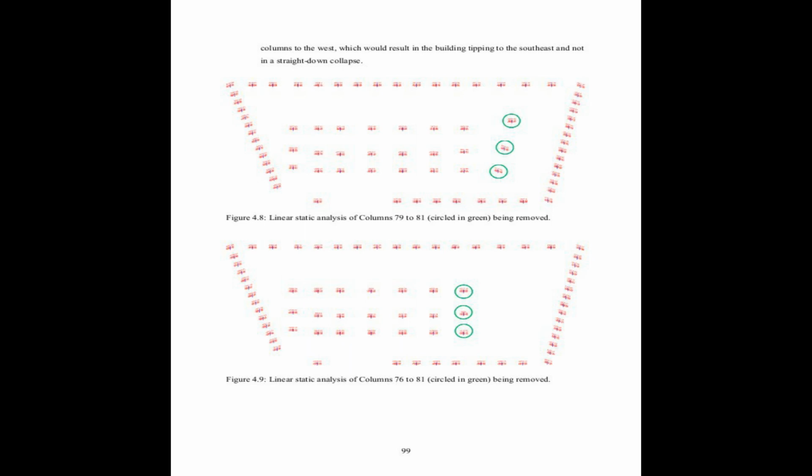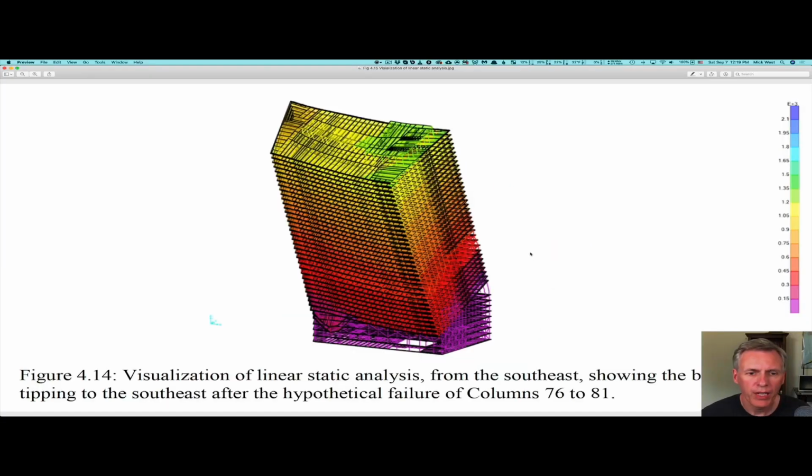But just to check, here's the PDF that Mick's working from, and this is the analysis that he's looking at, and it is the linear static analysis of columns 76 to 81. And if you look there, there are actually 6 columns being removed in the analysis that Mick's talking about, not 4. Now, this says linear static analysis.